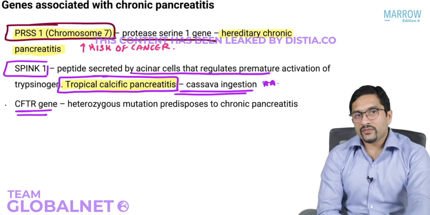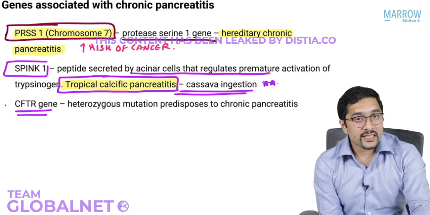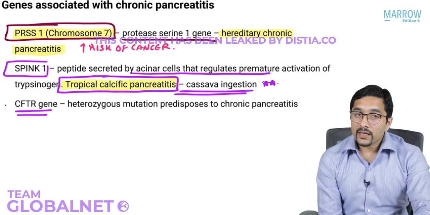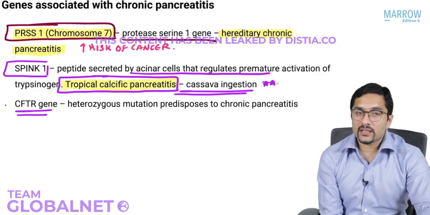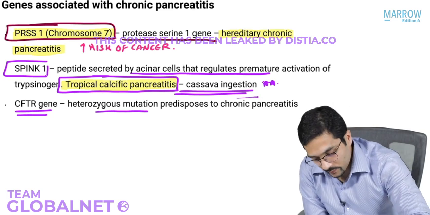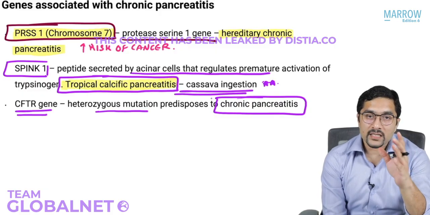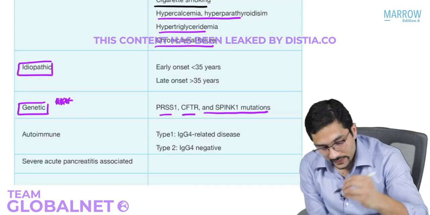CFTR gene, if there is a homozygous mutation, then this gives rise to cystic fibrosis. But if there is a heterozygous mutation of CFTR gene, then it can predispose to chronic pancreatitis. And all chronic pancreatitis patients have an increased risk of pancreatic cancer.